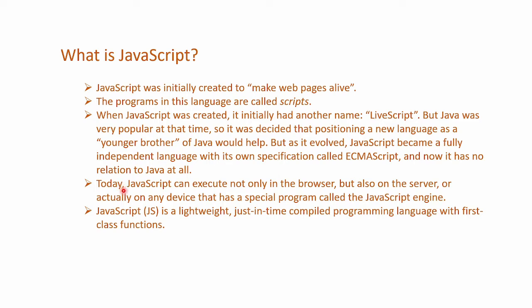So let's read this statement again. Today, JavaScript can execute not only in the browser but also on the server, or actually on any device that has a special program called the JavaScript engine. So before going to the last statement, which is the actual definition of JavaScript, let's understand what is a JavaScript engine.